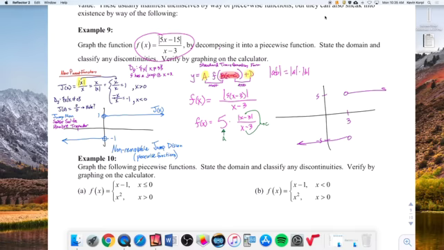Everyone else can go. So memorize Jumpman. It's a new discontinuity, non-removable.